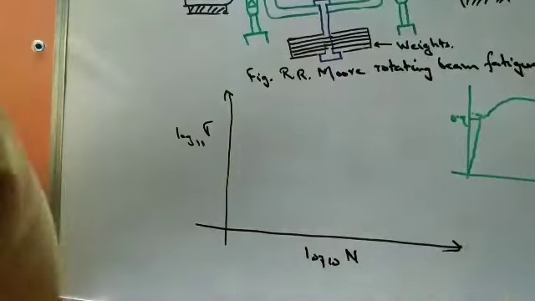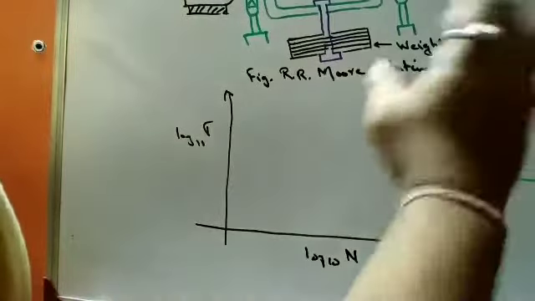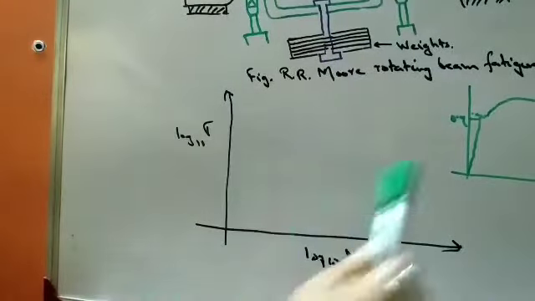That means the number of cycles N should be more and the stress developed should be less. This is low stress fatigue, or high cycle fatigue. So that means we are not going beyond that.